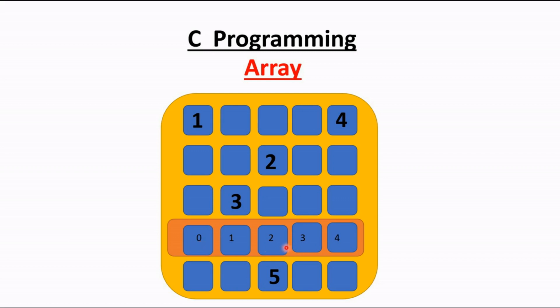And in this way, the last index will be n minus 1. In this way it happens. That means the starting index will be 0 and the last index will be n minus 1. Here I have just made a group of 5 blocks, so for that reason the array size is 5 over there.